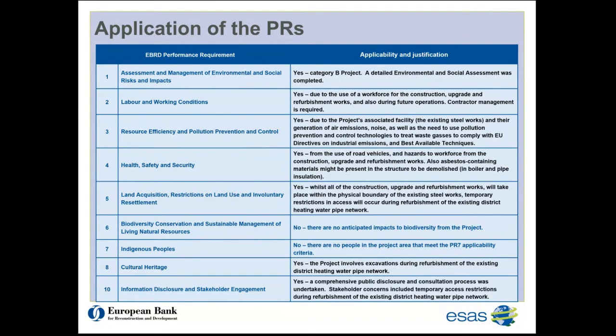So now let's look at the application of the performance requirements to this particular project. So PR1, Assessment and Management of Environmental and Social Risks and Impacts. Well, PR1 always applies. This is classified as a Category B project, and a detailed environmental and social assessment was completed.